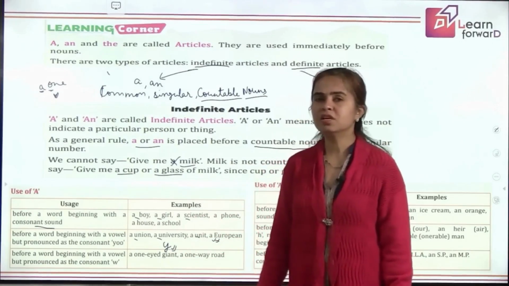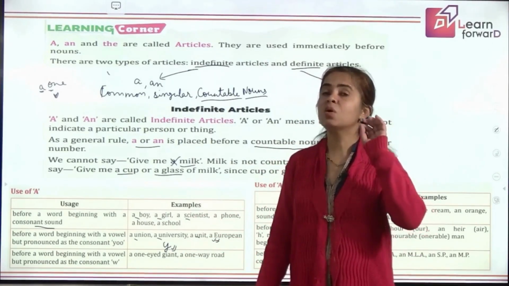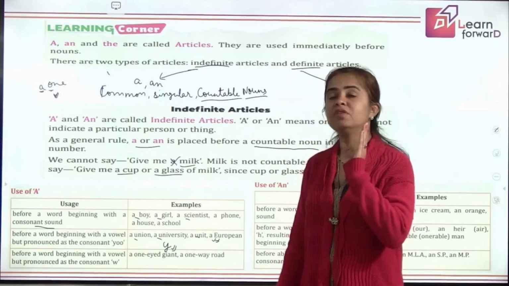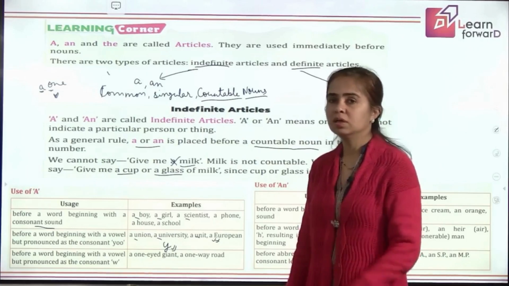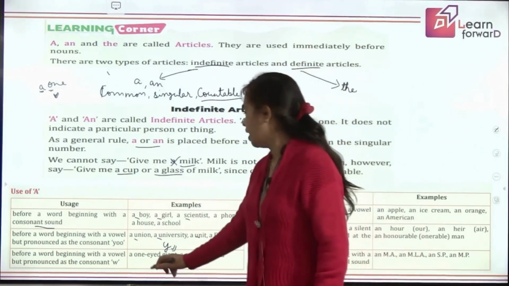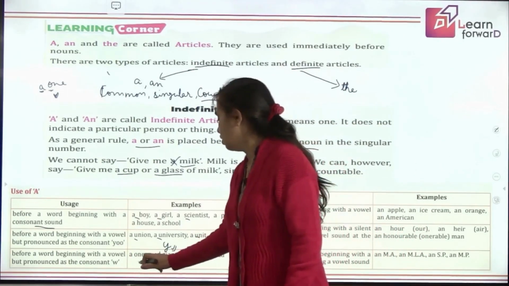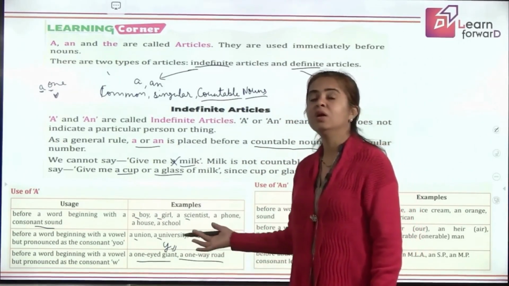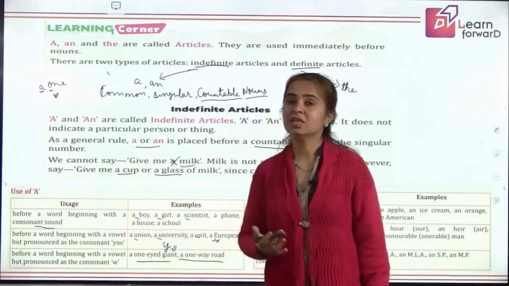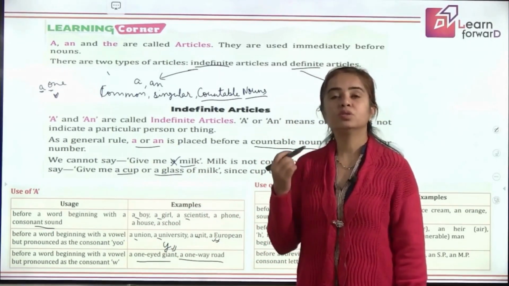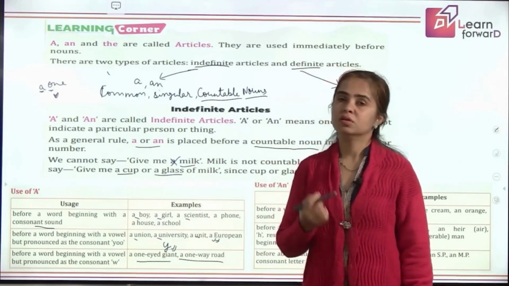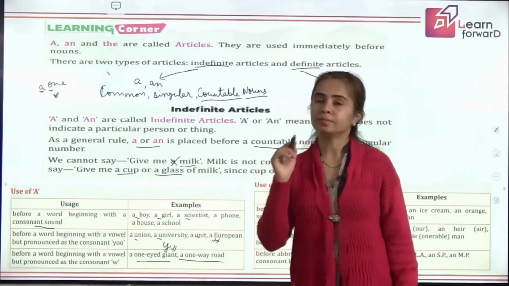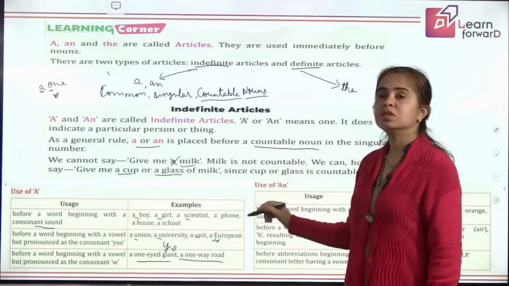I hope this difference is clear to you. Why do we say consonant sound? We are not saying with the consonant letter, we are saying with the consonant sound. Clear now? Okay. Now, look at this word also, a one-eyed giant, a one-way road. Again here, O is the letter, but O is not the initial sound. So, the sound is v. That's why we will be using a here.